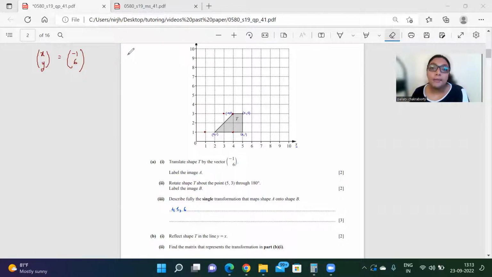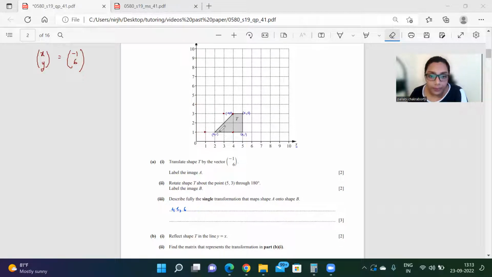Had it been only -1, then we would have made a shape over here, but it's not that. So what we do is we move 6 points up. So it's +6. Each of these points will move 6 points upwards.